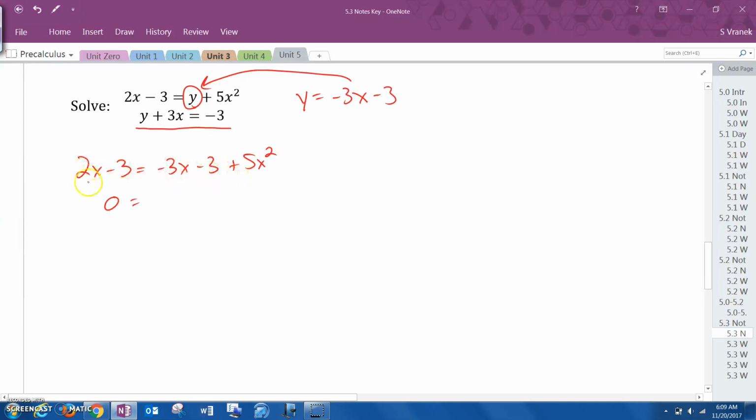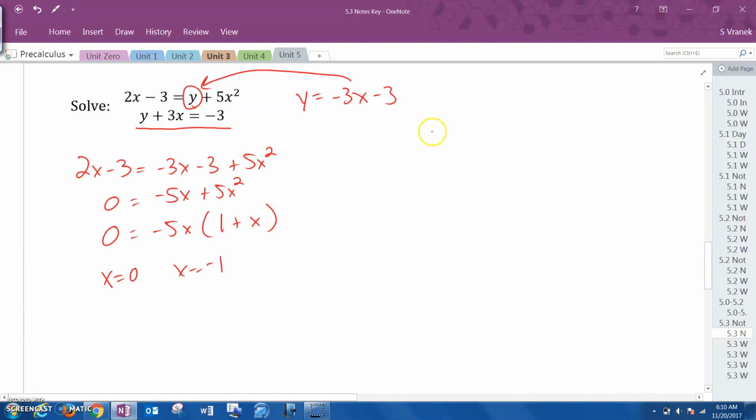Add 3, that goes away. Subtract 2. Yeah, subtract 2. And you get negative 5x plus 5x squared. Alright, next we are going to factor out a negative 5x. And I'm left with 1 plus x, or x plus 1. So I get x is equal to 0, or x equal to negative 1.